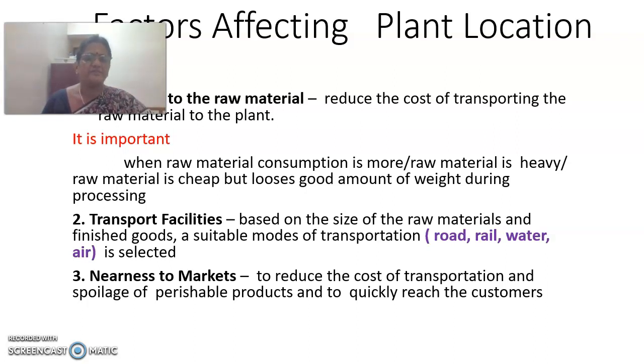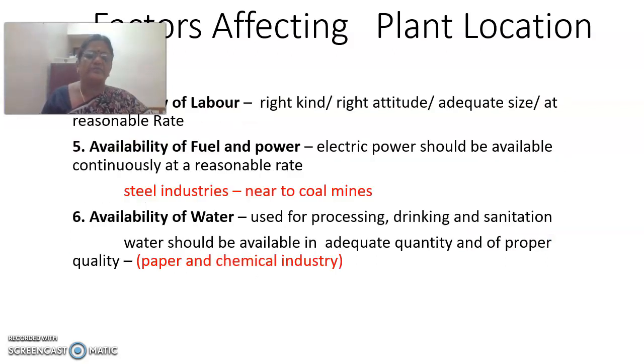The third factor is nearness to the markets. Nearness to the market is in order to reduce the cost of transportation, and in case of perishable products to reduce the spoilage and also to quickly reach the customers. A plant has to be nearer to the market.